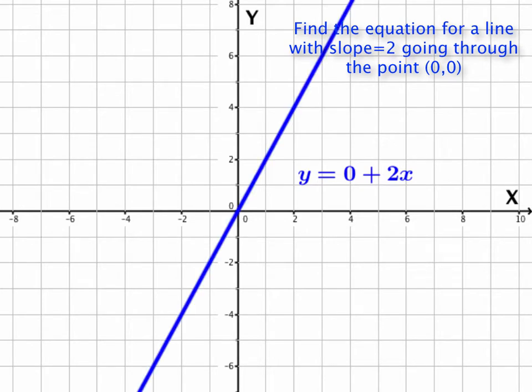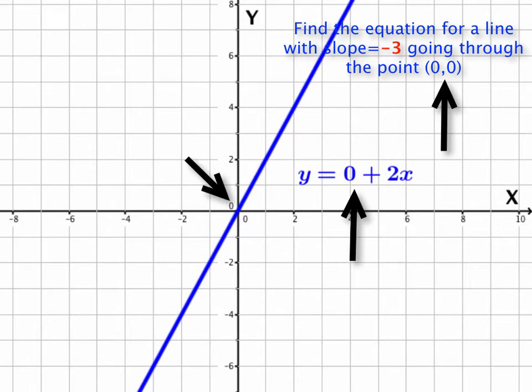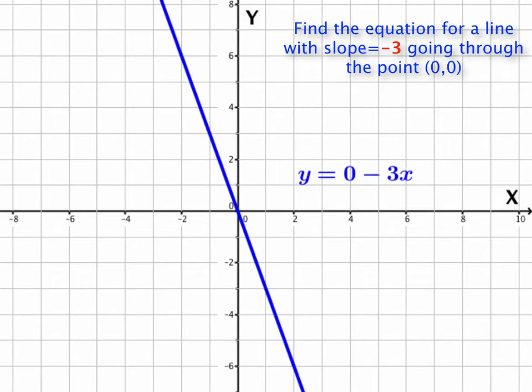And here's what the graph will look like. All right, what if we wanted to have a line whose slope was negative 3, but still had the same y-intercept? I think the only difference in the equation would be that we have y = 0 - 3x, or just y = -3x. Not so bad, and perhaps we see a trend developing.